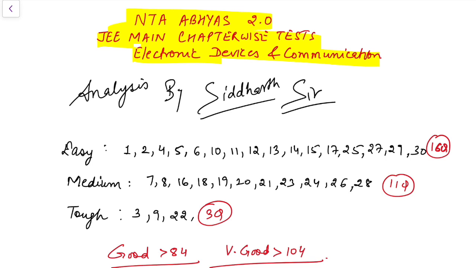This is the JEE main chapter-wise test on electronic devices, semiconductors. These also have questions of communication, so I have added communication also in the title. Now, as per my analysis, 16 are easy, 11 are of medium difficulty and 3 are tough. I think 1 or 2 questions are beyond the usual syllabus that is being required. So 84 plus would be a good score and 104 plus is going to be a very good score, as per me, in this particular paper.